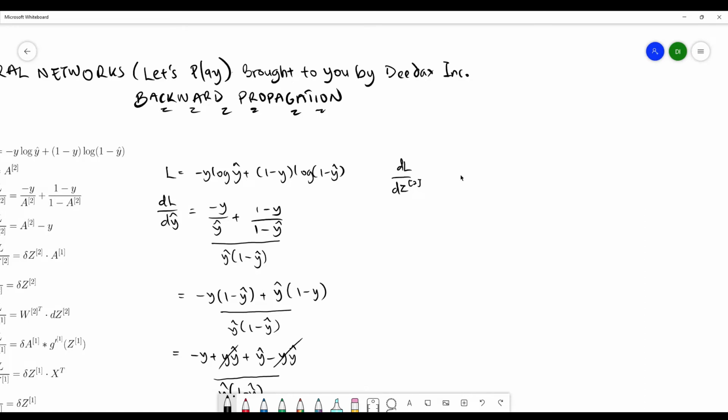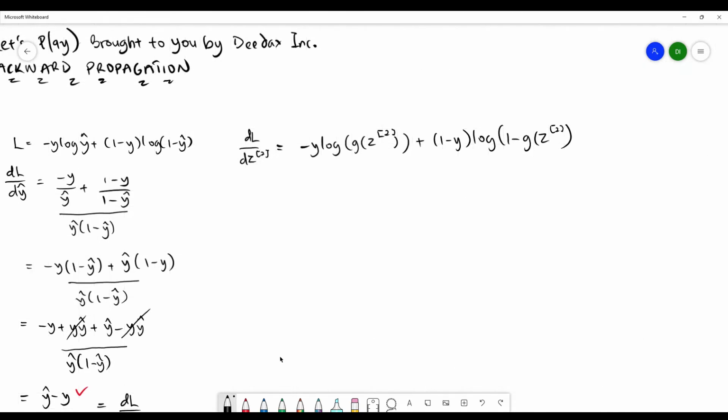So I'm going to write down the entire equation. It's going to be something like negative y log of g of z2, does it make sense, plus 1 minus y log of 1 minus g of z2. Running out of space here. That's not the derivative, I'm just writing down the loss function in terms of z2. All right, let's get rid of that. That was just for demonstration purposes.